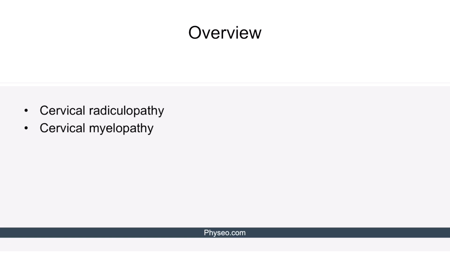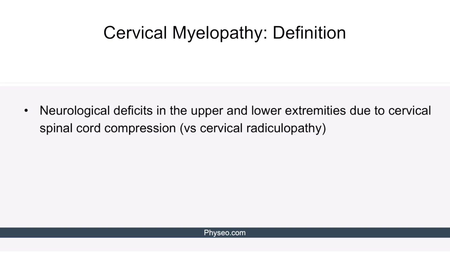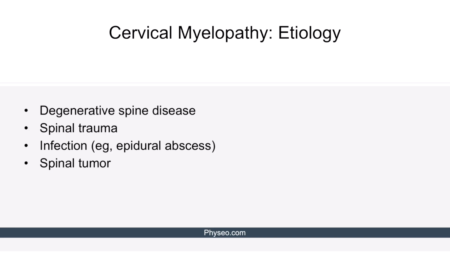Let's move on to cervical myelopathy. Here's our overview slide of the topics we're going to discuss for cervical myelopathy. Cervical myelopathy represents neurologic deficits in the upper and lower extremities due to cervical spinal cord compression. This is in contrast to cervical radiculopathy, which presents with neurologic deficits in the upper extremity and is caused by spinal nerve root compression. Let's talk about the etiologies of cervical myelopathy.